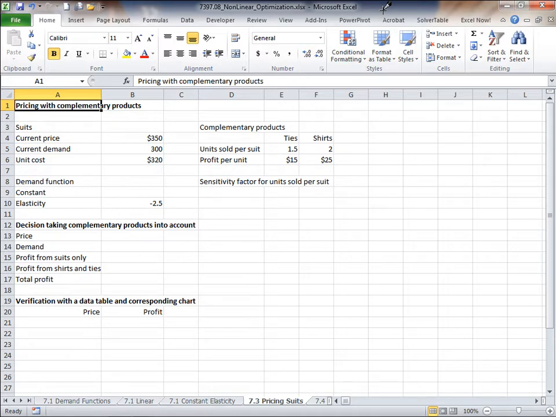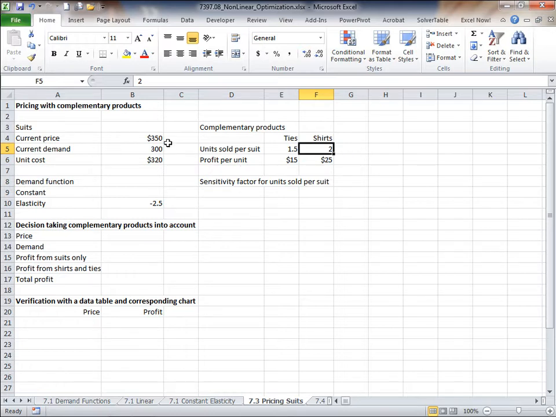They're selling shirts and ties and shoes and belts and everything else, right? So, you know, you can just about give the suit away at cost and still make money if you mark up the shirts and ties and everything else. So that's what we're going to do here. We're going to look at a situation where you've got a company that basically is in the business of selling suits. All right. And every time you sell one suit, you have the opportunity to sell 1.5 ties and 2 shirts.